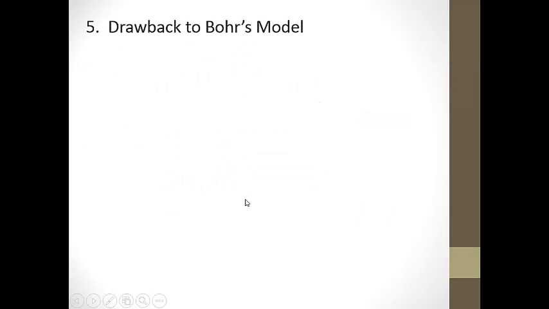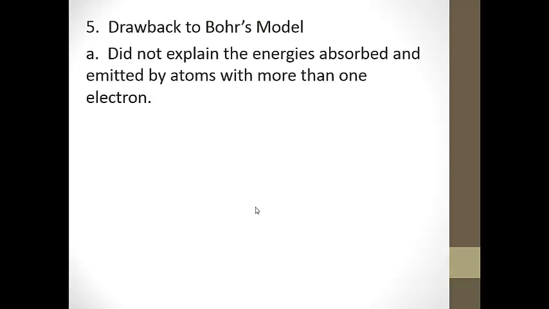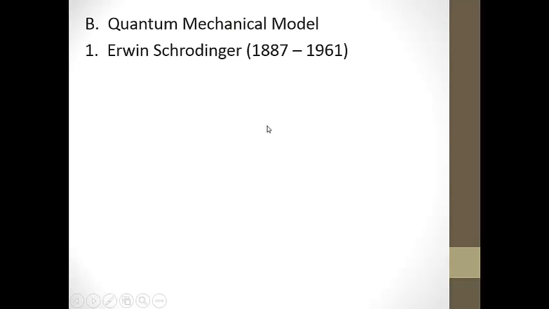Some drawbacks to Bohr's model. His model works great, but really only for hydrogen. If you have more than one electron, then this whole absorbing energy and so on didn't adequately explain what would happen, but it really is a perfect model of hydrogen, and it still is. So we're going to talk about one more person, and his name is Schrodinger.